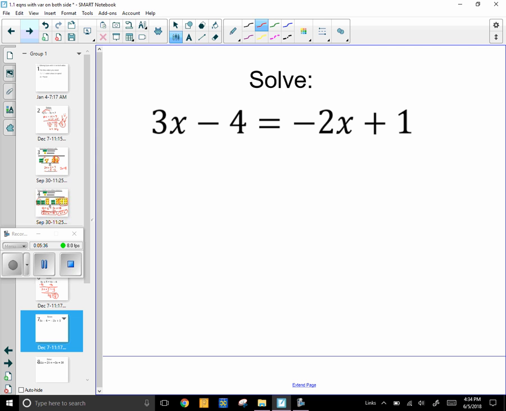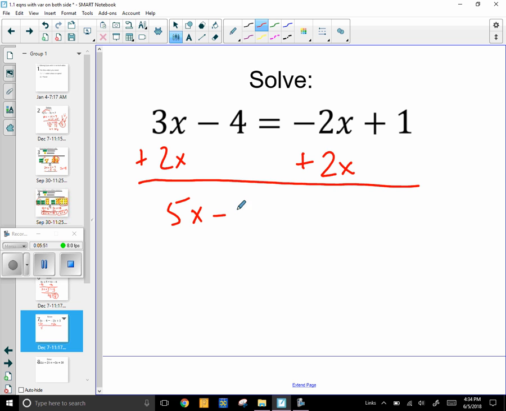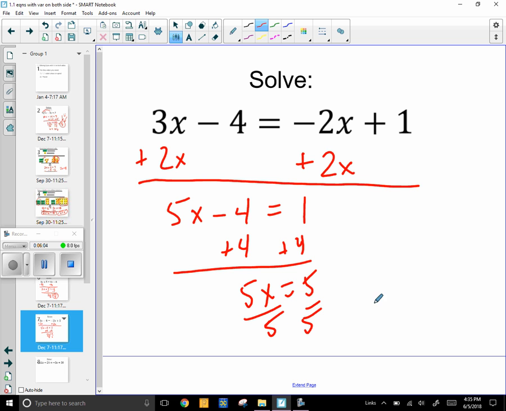All right, now that you're getting the hang of it, try this one. All right, this time, to get the inverse of negative 2x, you add 2x to both sides. So this one's a little bit different. If that step gave you trouble, you could start over again and solve it from this point forward. And you're going to add 4 to both sides and divide by 5, and your final answer is going to be 1. All right, we'll go ahead and reduce 5 over 5 to 1.